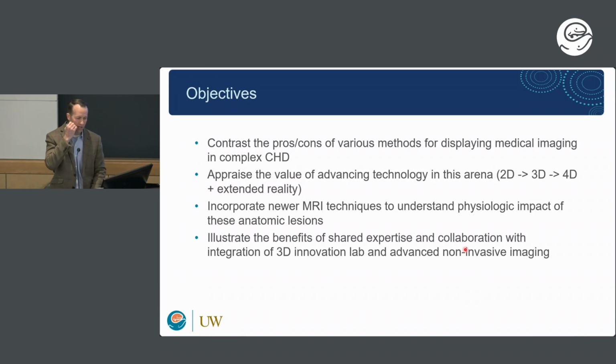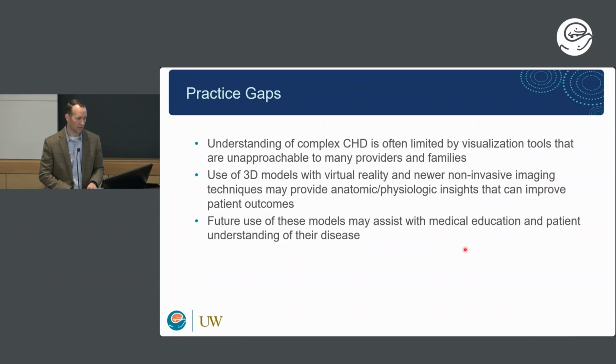So the objective: I want to contrast some of the pros and cons of various ways that we display our medical imaging, especially for complex congenital heart disease, and praise the value of the different technology in this area. So how do we go from 2D to 3D to more advanced modeling? Incorporate some newer MRI techniques that we're starting to use to understand the physiology, and then illustrate the benefits of some shared expertise between our group and the 3D Innovation Lab that helps with a lot of our 3D printing.